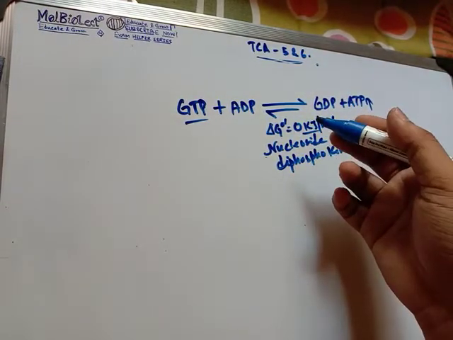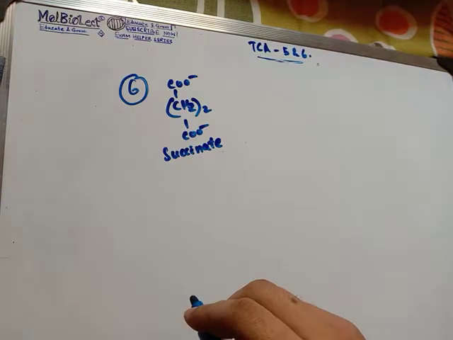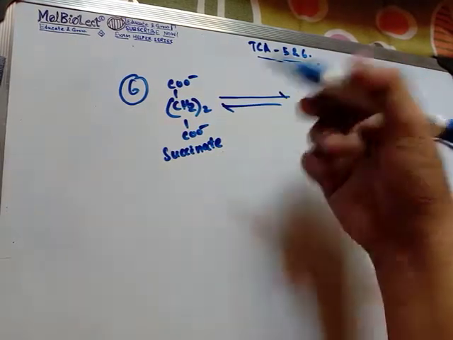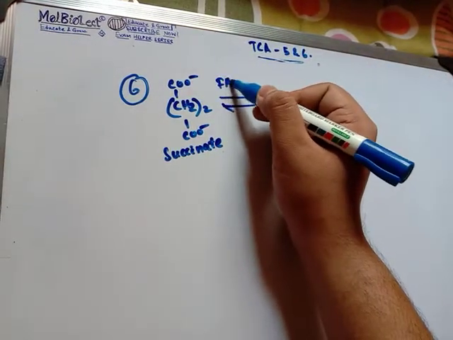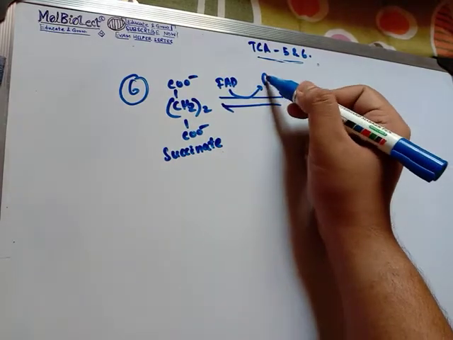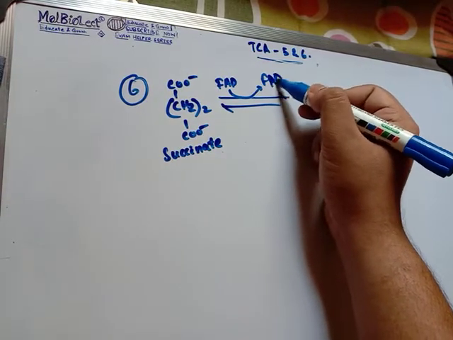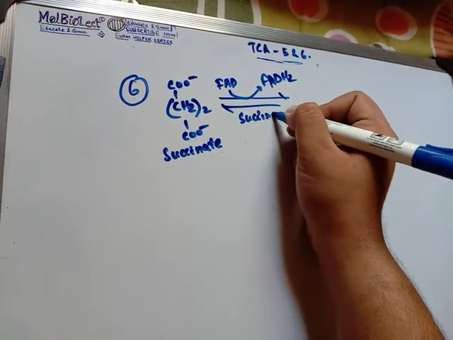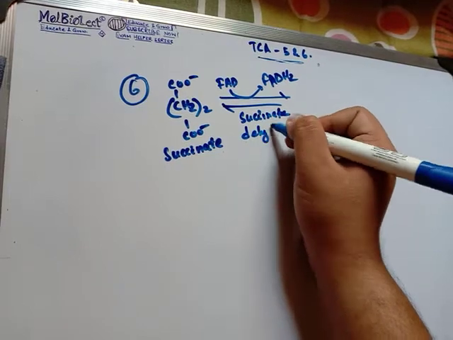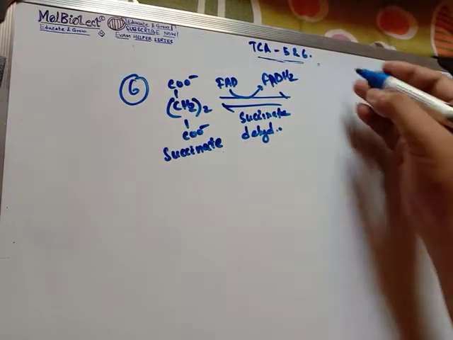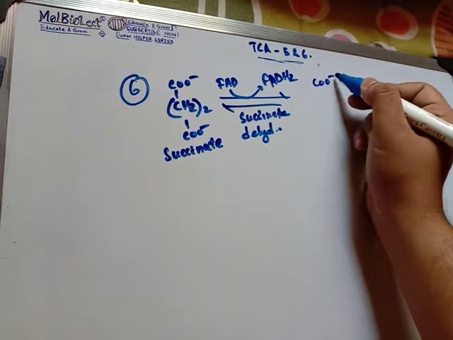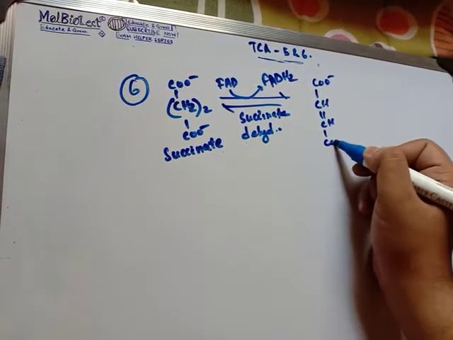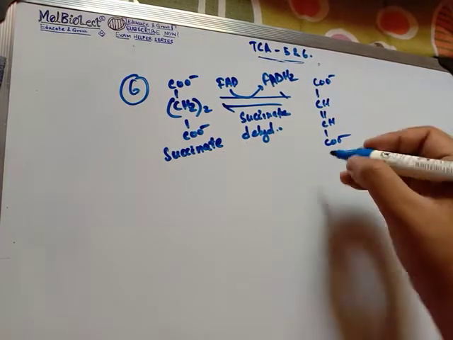Now we are going with step 6 of this reaction. In step 6 we have succinate, and this succinate is converted to fumarate. For this reaction we need FAD. This FAD is converted to FADH2, and the enzyme required is succinate dehydrogenase, and the product is fumarate, which does not differ much. CO minus CH double bond CH CO minus. So this is fumarate.